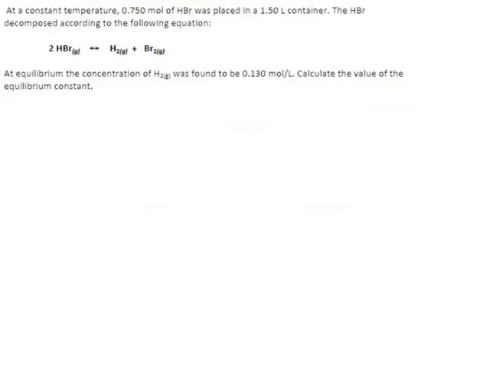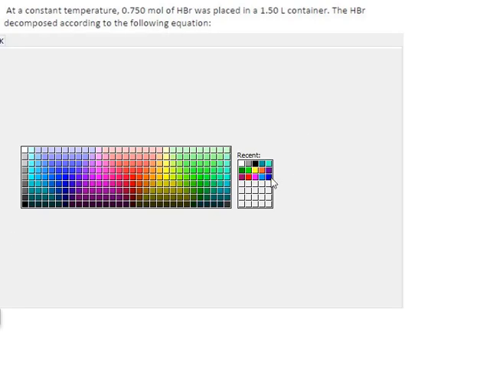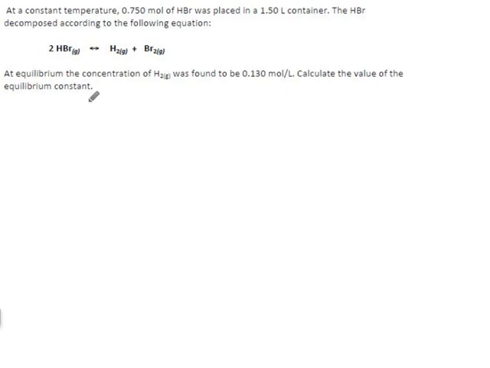Let's try a couple more. At constant temperature, 0.75 of HBr. Okay, so not too different of a reaction in this case. I'm going to write out a big one because I want to lay out the data underneath it. So 2 HBr in equilibrium with hydrogen and bromine. Initial, change, equilibrium.